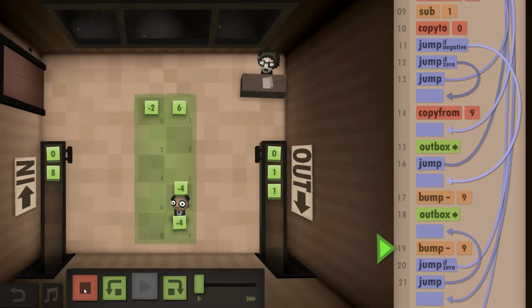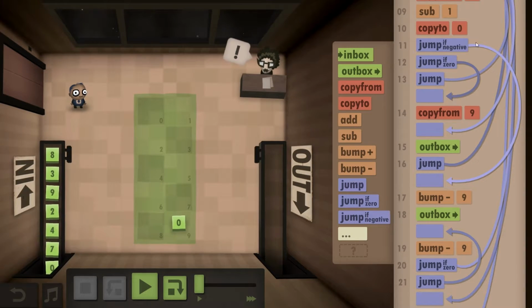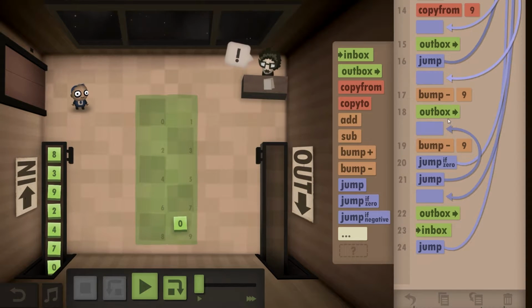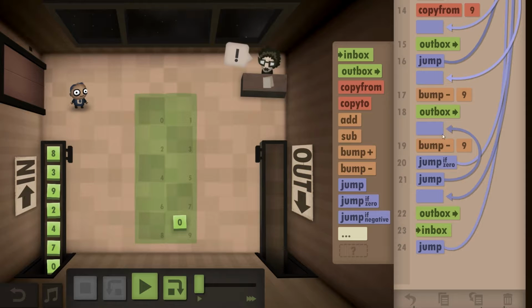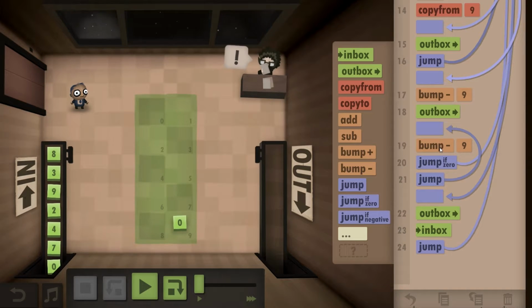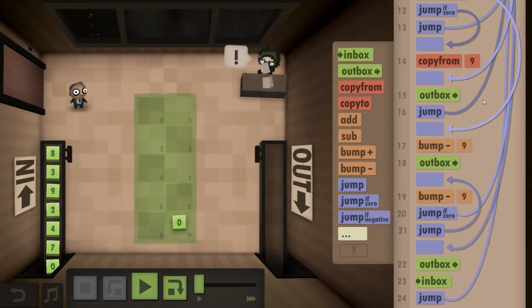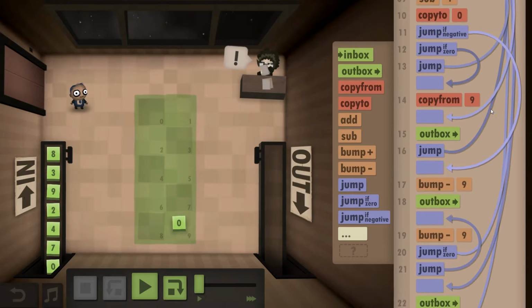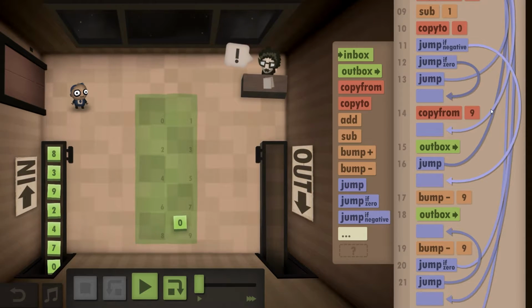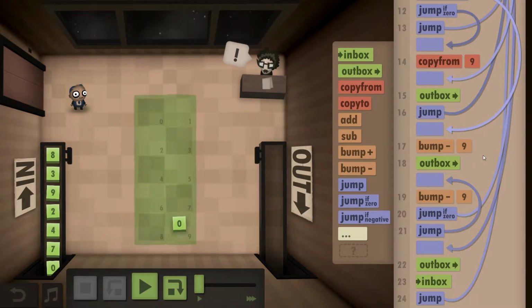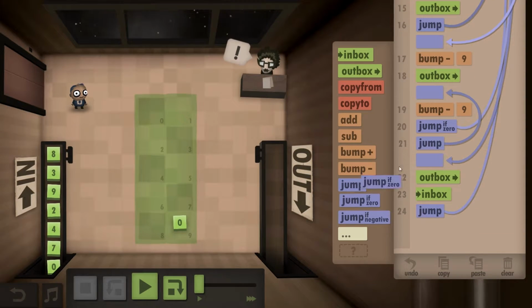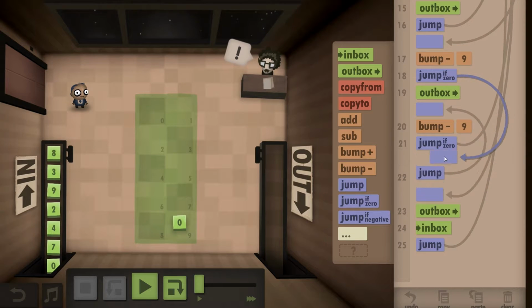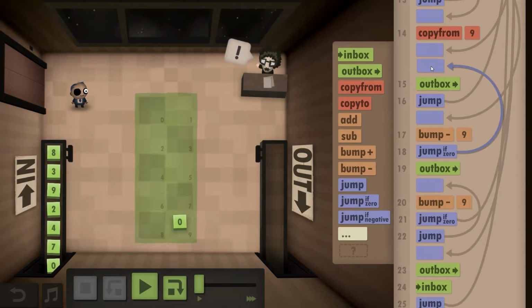But now he's in a loop again. Why is he in a loop again? What happened there? Because the jump is negative. Shouldn't have a zero there. Bump 9, outbox. And then... So if zero, all I need is a clause there that's if zero. Where was my safe outbox and jump? There we go, outbox and jump.